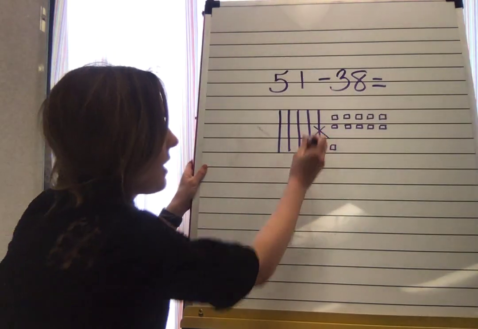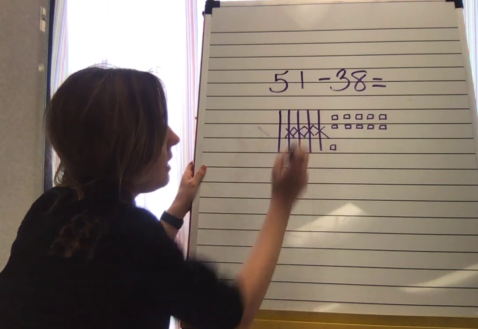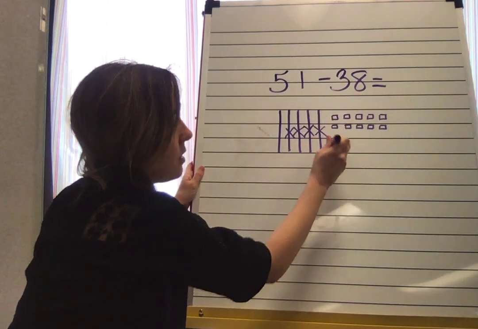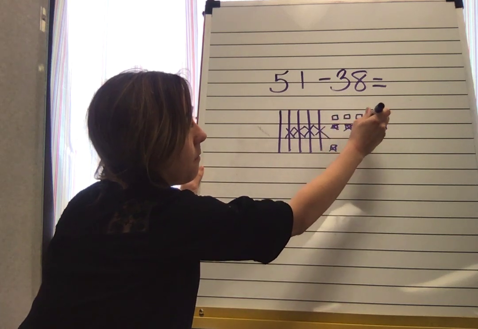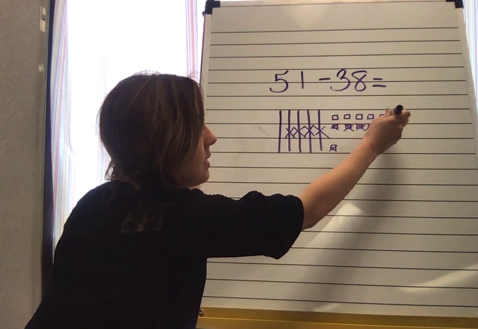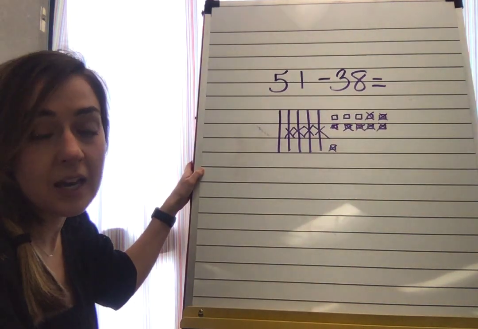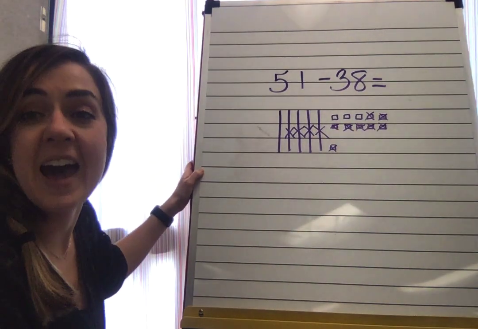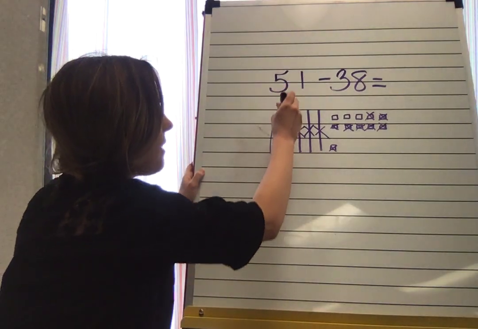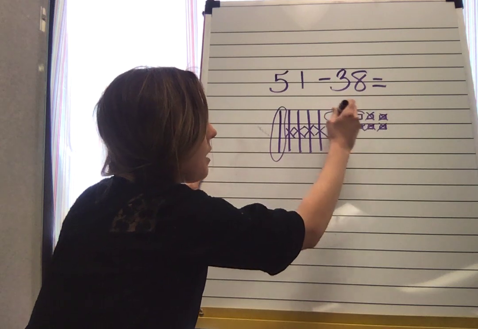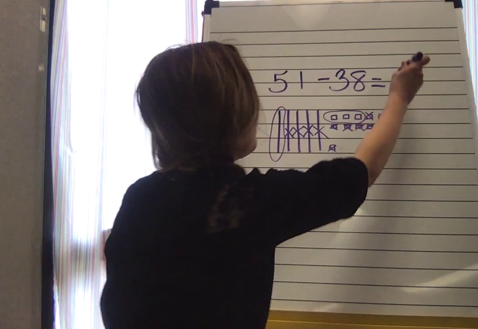So here's what it's going to look like. 10, 20, 30, and then I'm going to cross out 8. 1, 2, 3, 4, 5, 6, 7, 8. And then to figure out my answer, I add up what is left. So I have one group of 10 left and 3 ones. So my answer is 13.